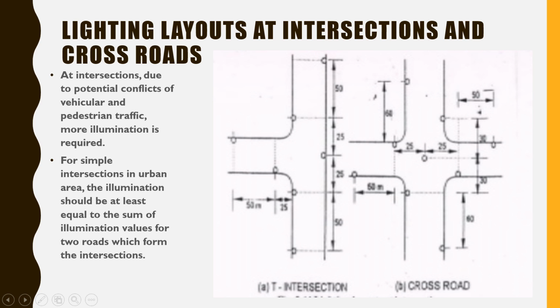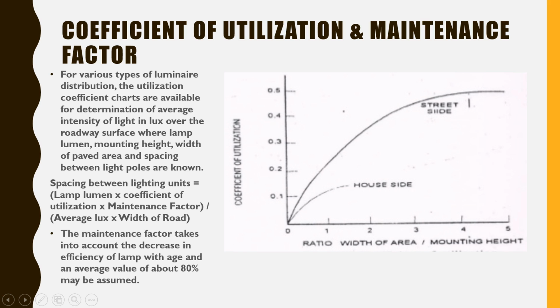Now let us come to the next topic, that is how to find the coefficient of utilization and what is the maintenance factor. For various types of linear distribution, utilization coefficient charts are available. You can see in this diagram, on the y-axis is the coefficient of utilization, with values ranging from 0 to 0.5, and on the x-axis there is one ratio, width of area divided by mounting height.